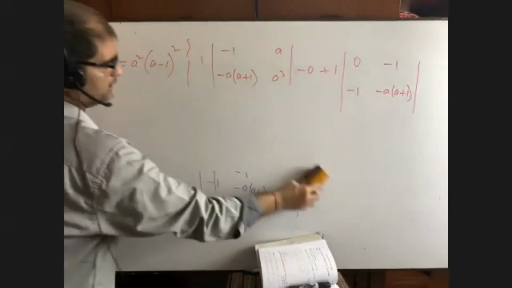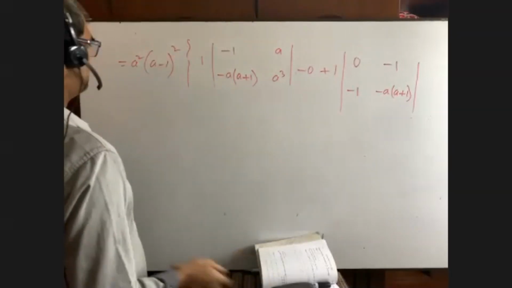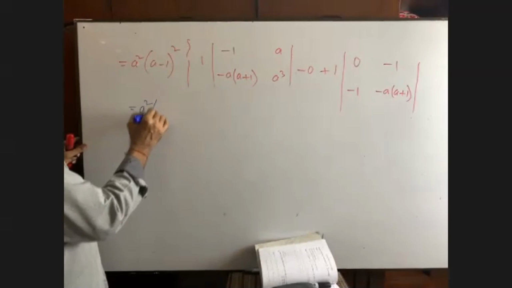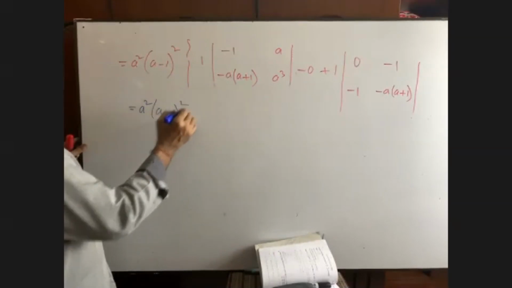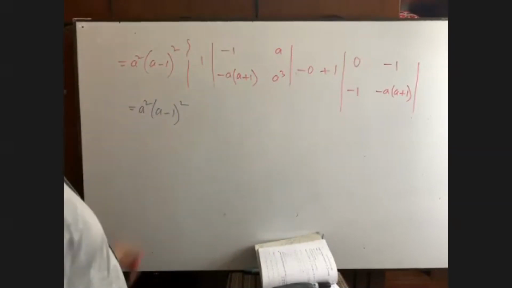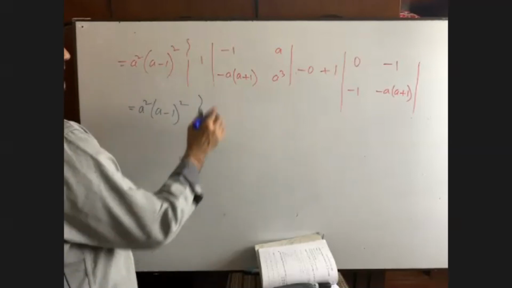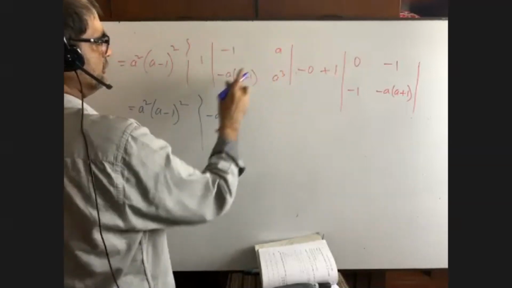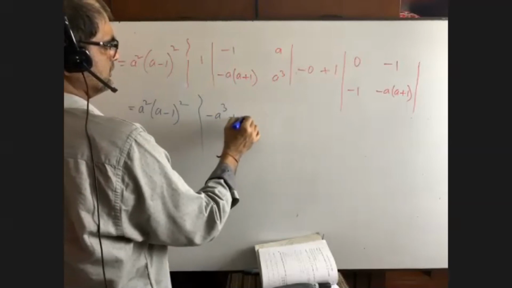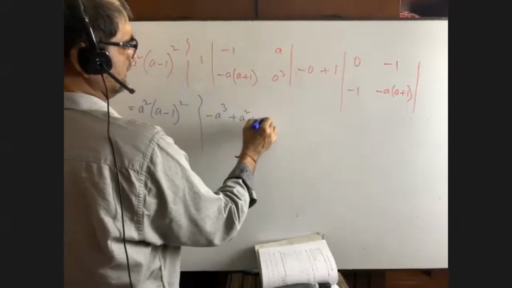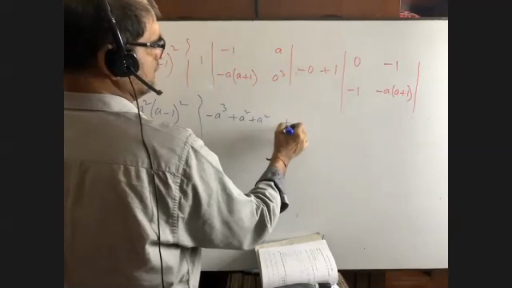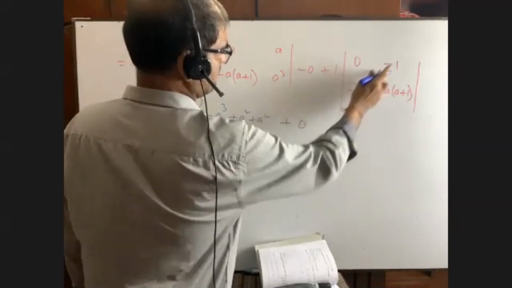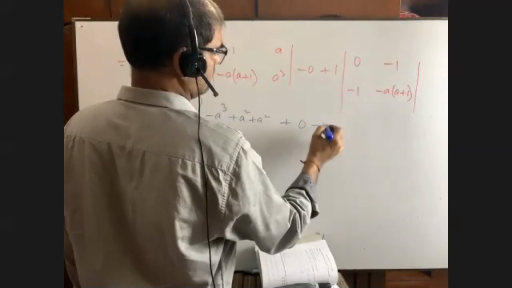Okay. Now you calculate it by yourself. It is now very easy to calculate. You see a minus 1 whole square, this one no value. It is second bracket, this into this minus a cube, this into this minus minus plus a square plus a. This is this into this 0 minus minus plus plus minus minus 1.